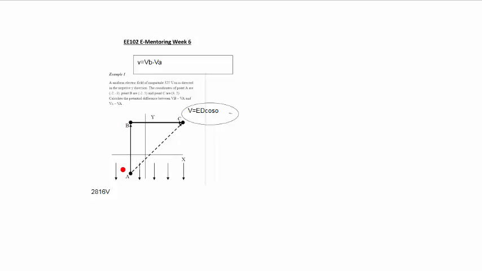Okay, so now note if you look at the directions, if you look at it from that point, then cos of 0 is still 1. That's why you will still get 2816 but with a negative in front. So you will be getting negative 2816 volts.